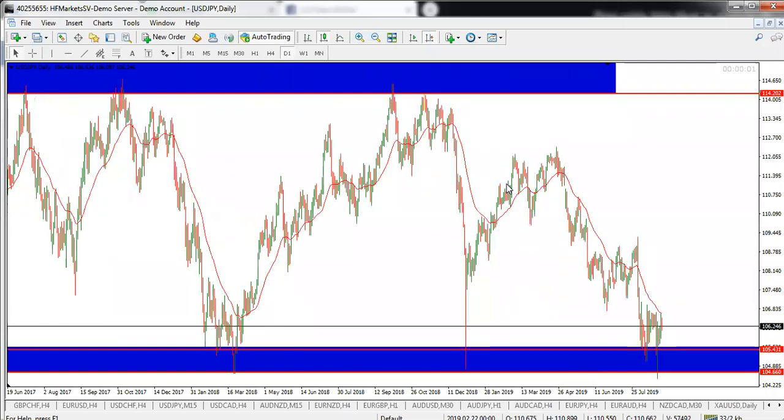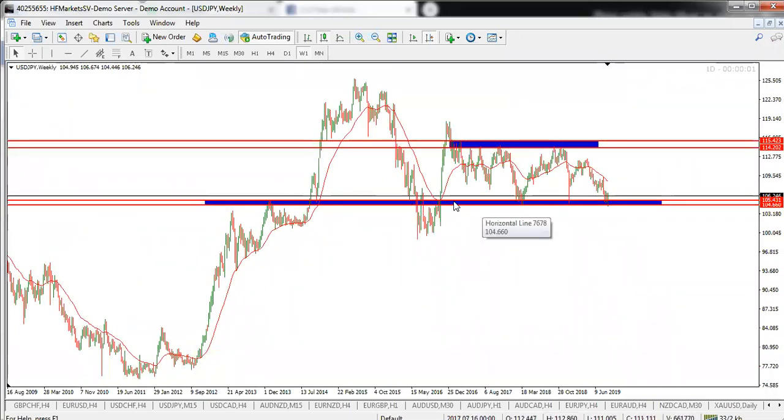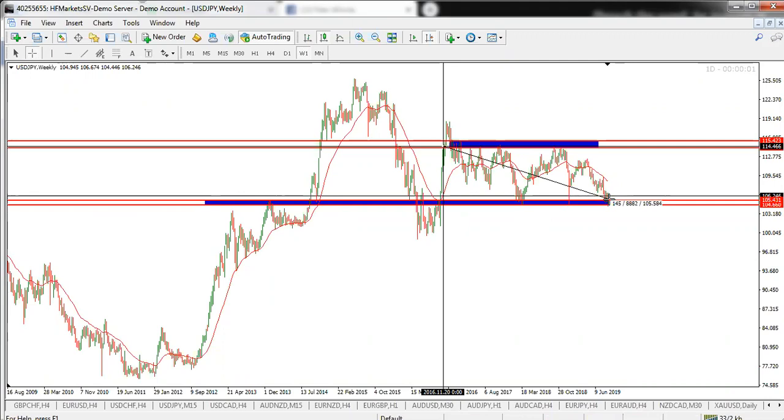So like I said, a zone can be respected or broken, but this zone has been respected in the last 14 weeks. In the last 14 weeks, price has been moving within this zone. So what is that telling us? It's telling us a lot. Like I said, we can have mini zone and major zone as well.